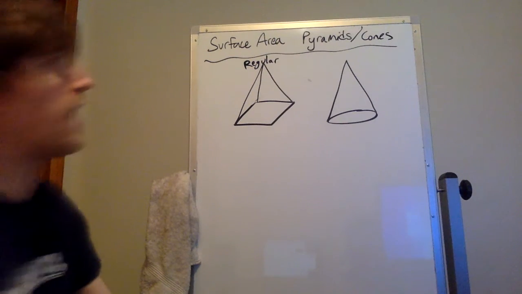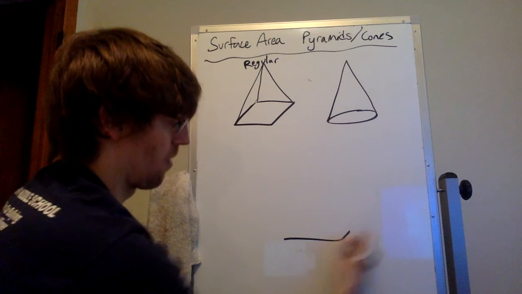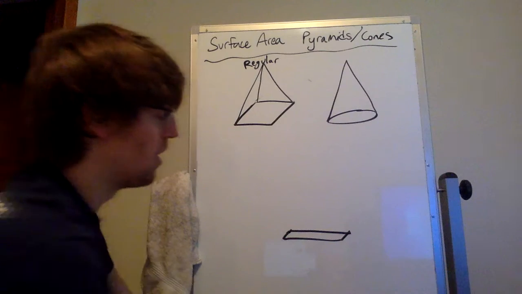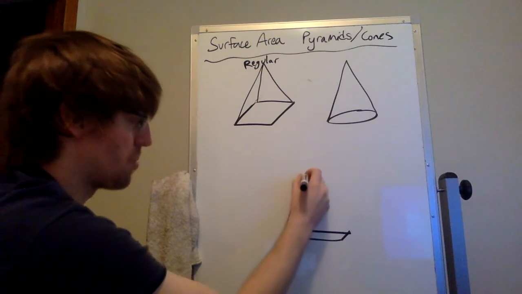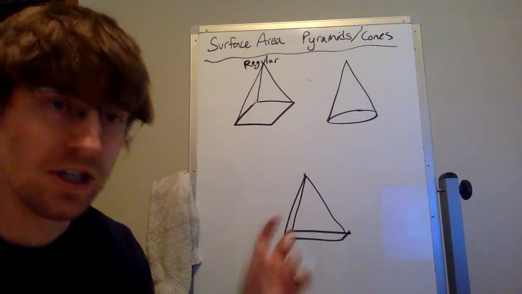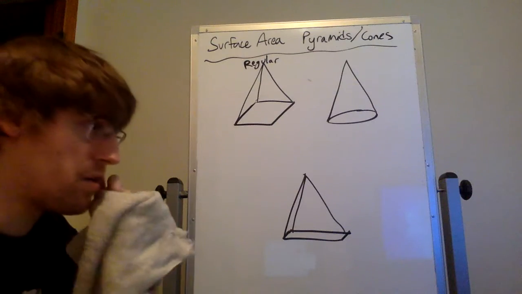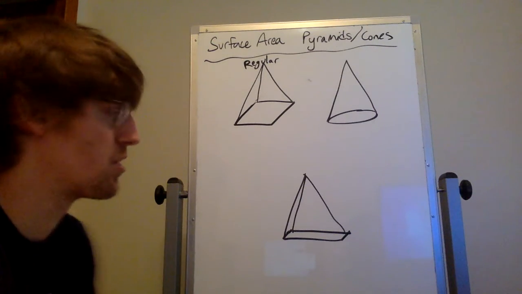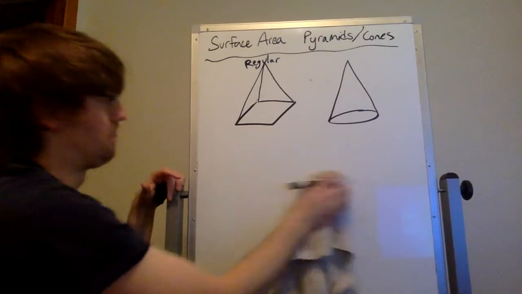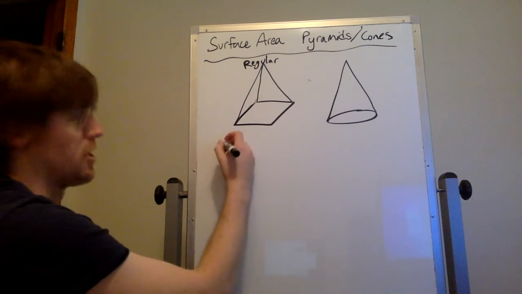If you get a pyramid that looks like this, so it's very clearly not a square anymore, then you're going to have issues with this formula. You're going to need to actually just draw out a net because each of the shapes are different. But I think I looked at all the homework problems and they're all regular pyramids. So our surface area formula, let's just get right to it.